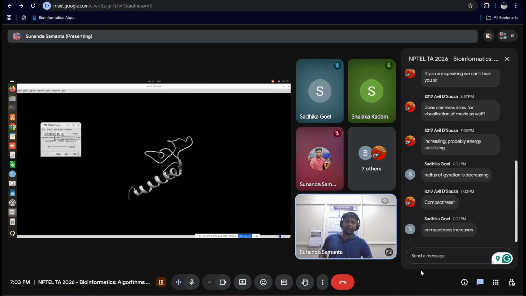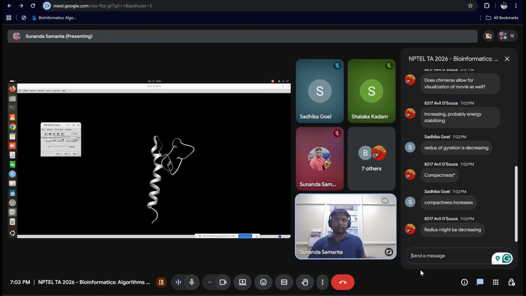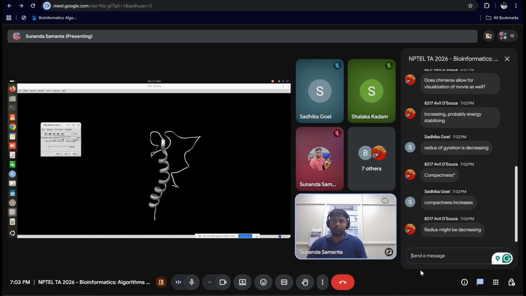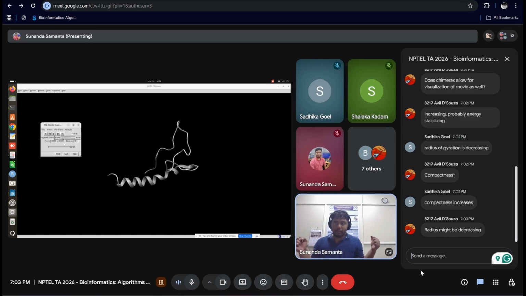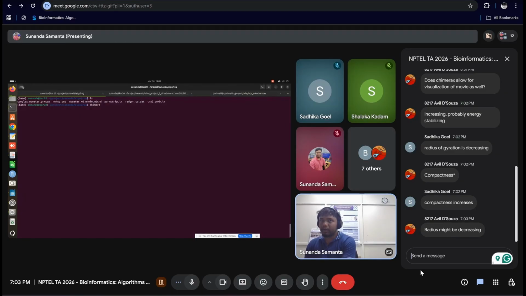Compactness is increasing because it was first extended and now it's collapsing onto itself. That means compactness is increasing. And yes, as you have said, the radius of gyration is decreasing. The compactness change is inversely related to the radius of gyration, because a lower radius of gyration is indicative of a more compact protein, and a higher radius of gyration means a less compact protein, right? Same thing here.